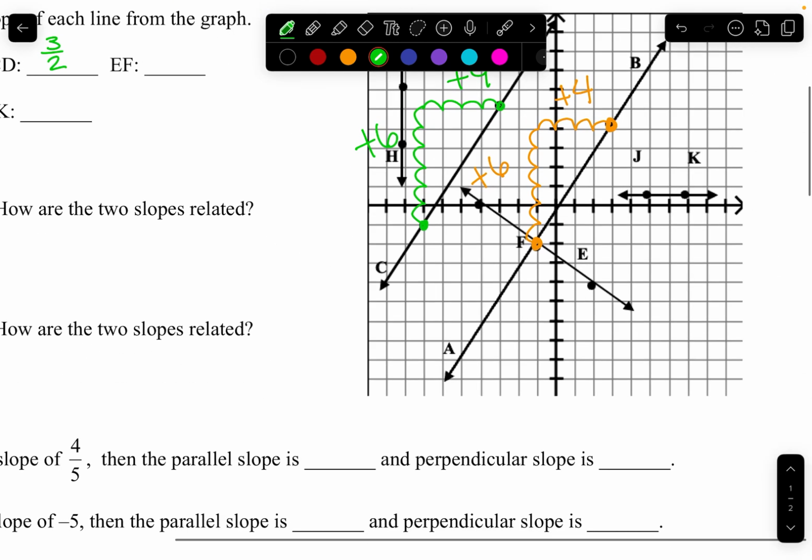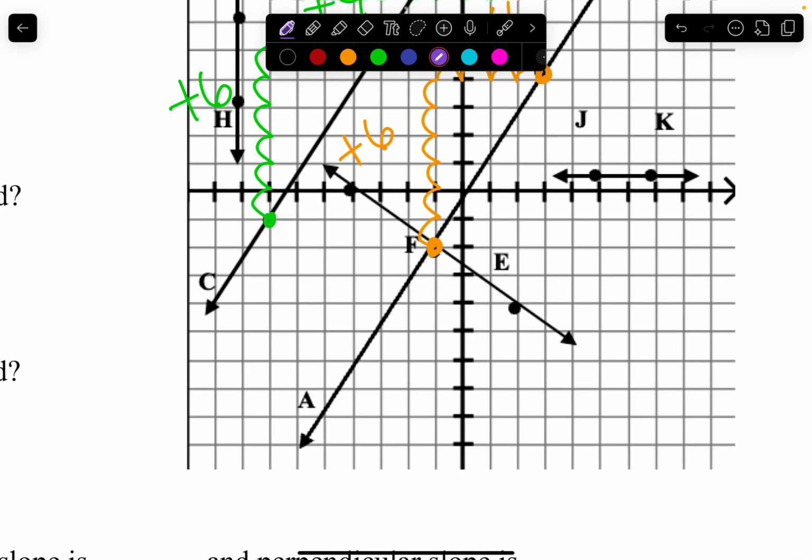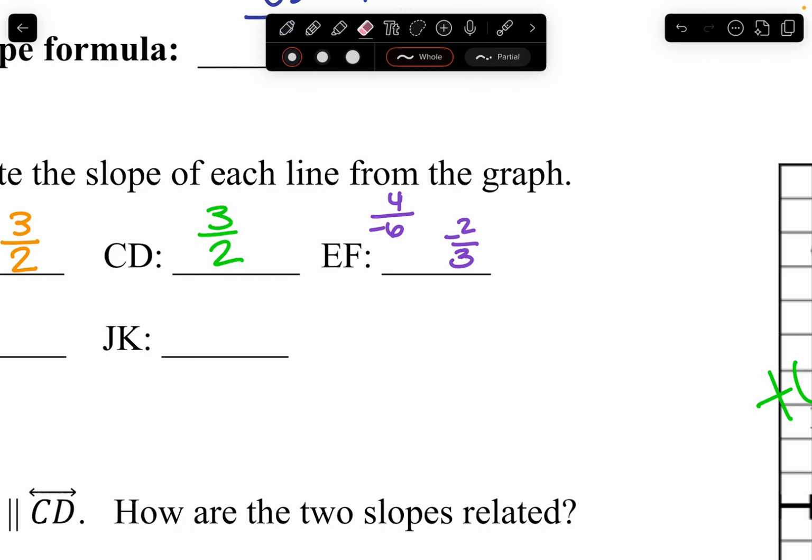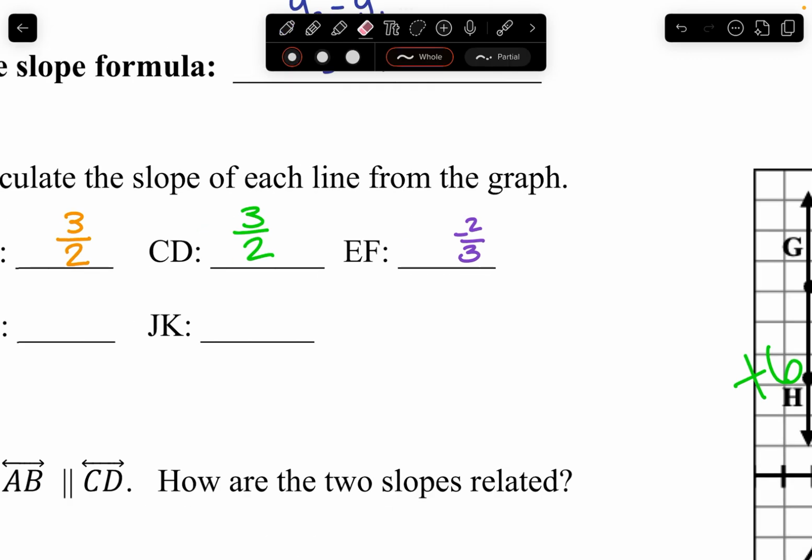Let's look at EF. I am going to rise 1, 2, 3, 4. But now I'm going to go to the left, and going to the left is going to give you a negative direction. So we need to make sure that whenever we write our run, that we write it as a negative. 1, 2, 3, 4, 5, 6. So this is a negative 6, okay? So this is 4 over negative 6. 4 over negative 6 will give us a negative 2/3. It doesn't actually matter which number you make negative. I usually make the top number negative, but it doesn't matter. You could have done this 2 over negative 3.